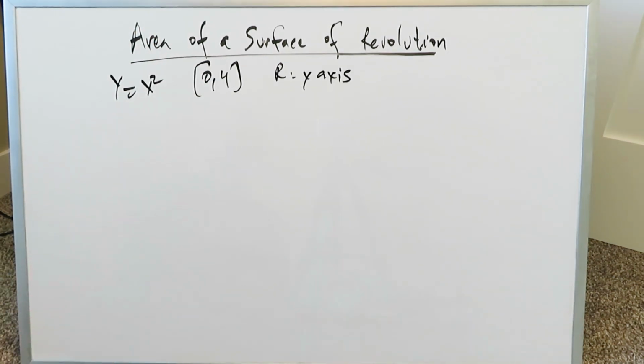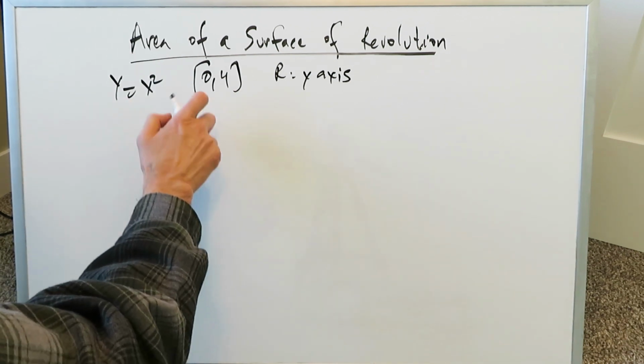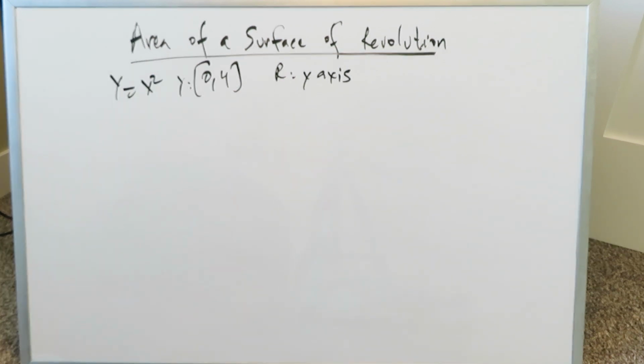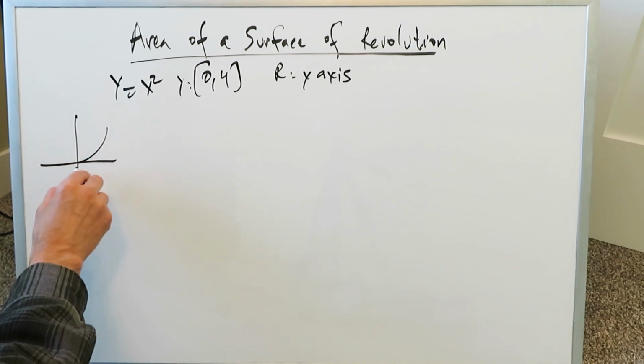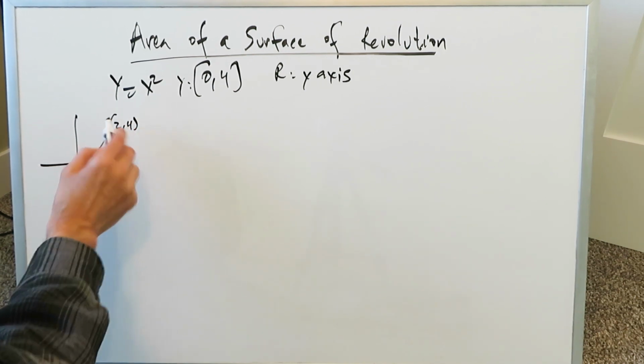Our second example, and the last one for this video, is this. y is equal to x squared. Along the y dimension, we have 0 to 4, and we are rotating around the y-axis. If you're looking at a representation, you're seeing this. You have 0, 0 here, you have 2, 4 here.